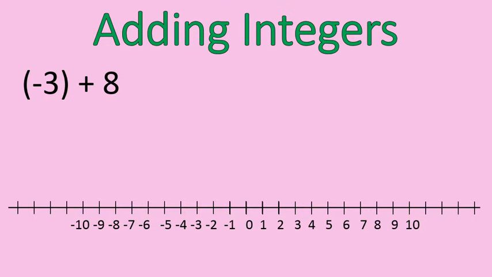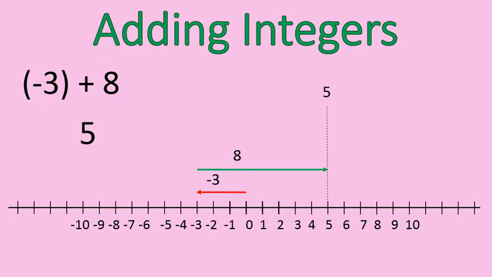Negative 3 plus 8. This is what that would look like. I would start at 0 and go negative 3. Then I would add 8, and I would also end up at 5. Notice we ended up at the same place whether we added 8 plus negative 3 or negative 3 plus 8.